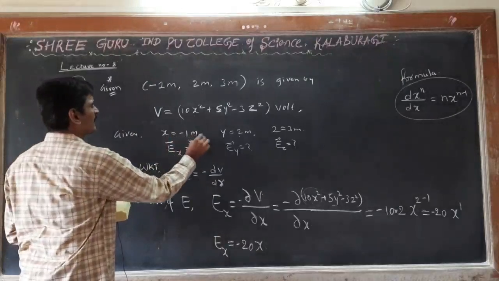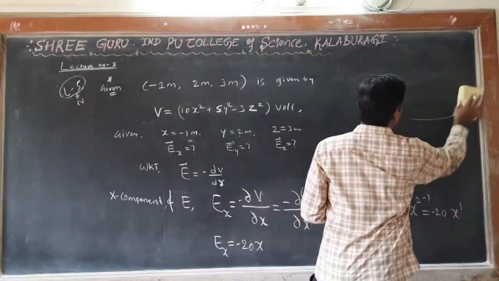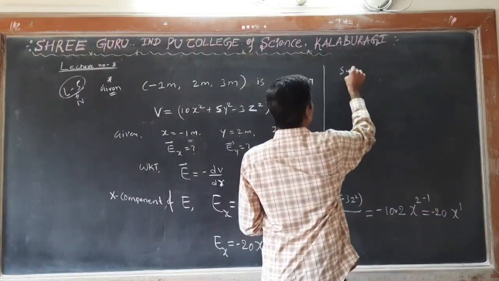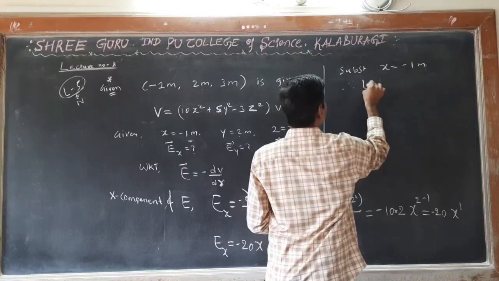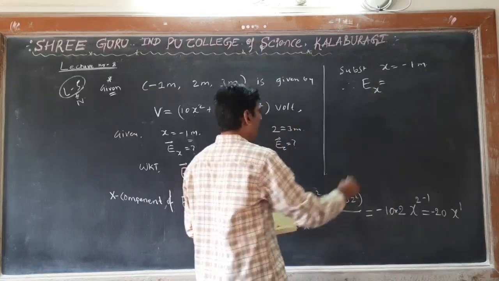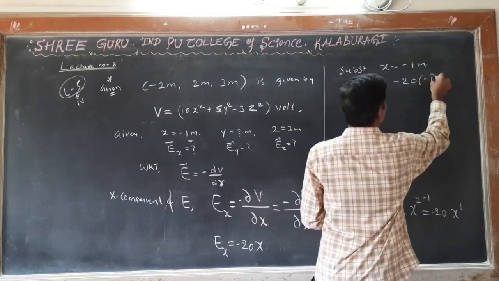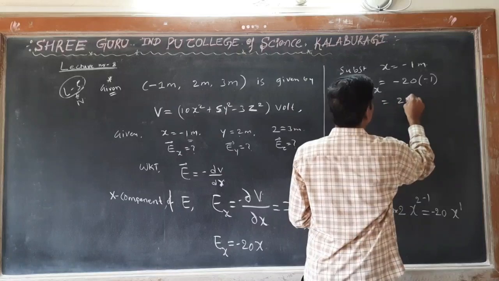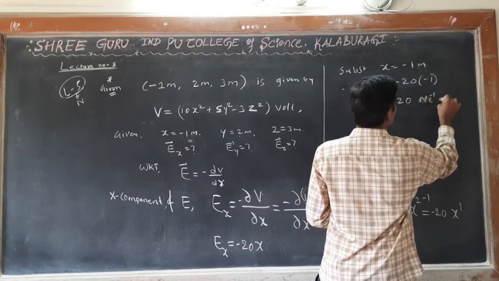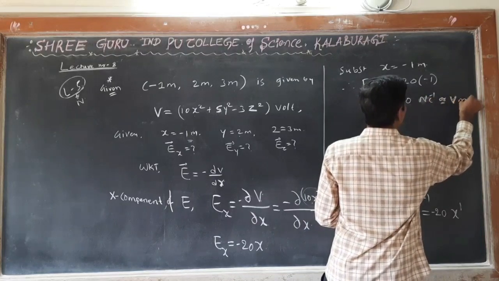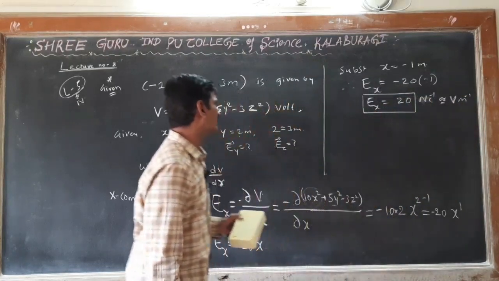Now the x value is given as minus 1 meter. Substitute x equal to minus 1 meter. Therefore Ex is equal to minus 20 into minus 1, so it will become 20 newton per coulomb, or volt per meter. This is the answer, the x component.